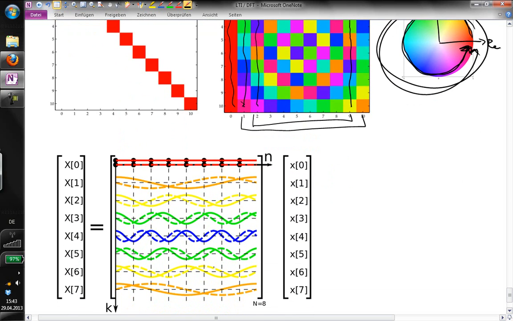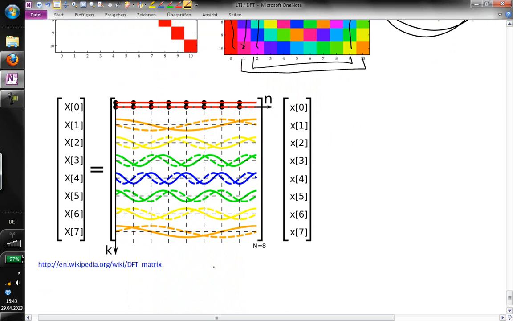Finally, here's another picture from Wiki for a signal of length 8. And what you see here in the first half would be another representation of what you saw in the picture from the Jene book.